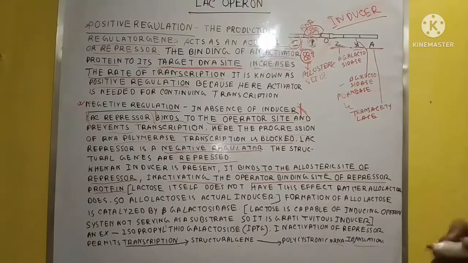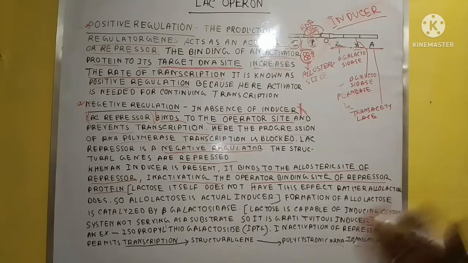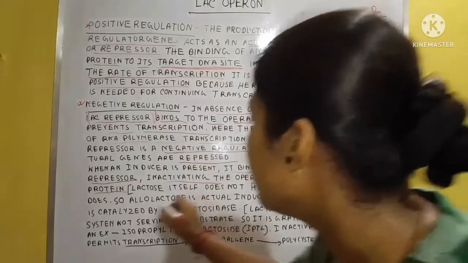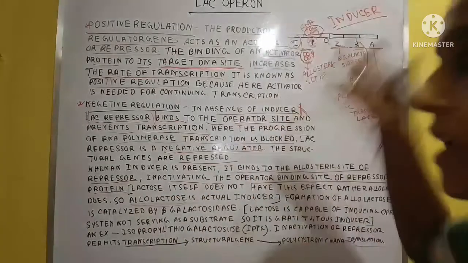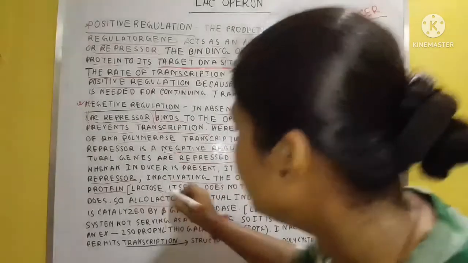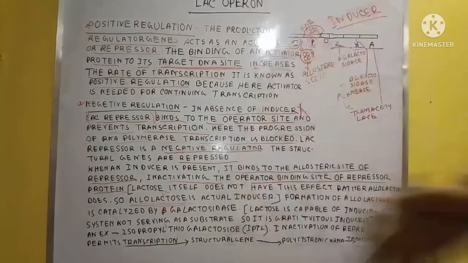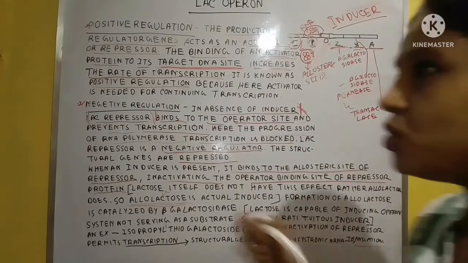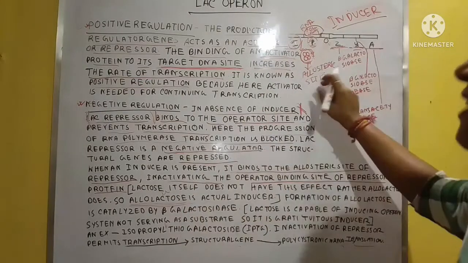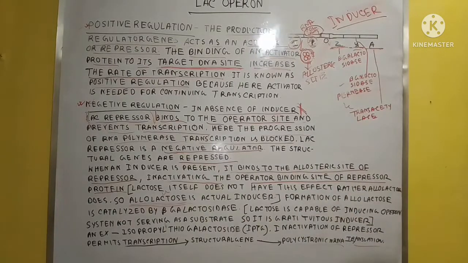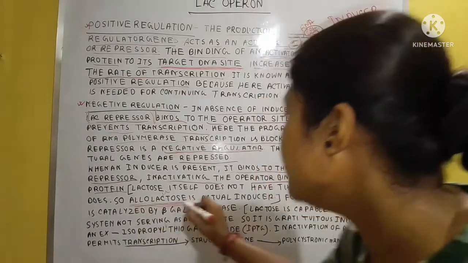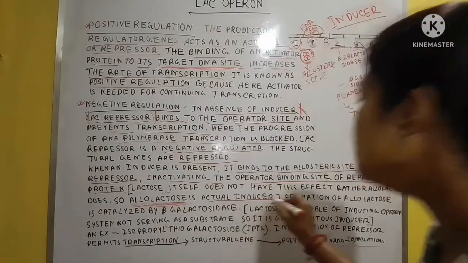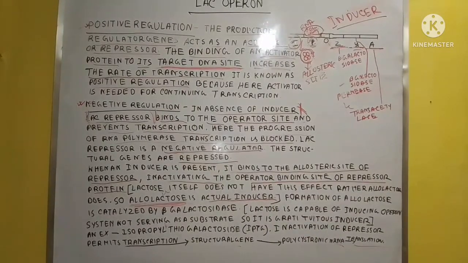Here one thing is very important. The lactose is not very important here. The important thing is the allolactose. You can keep it in your mind that in the Lac Operon we can say lactose is the inducer, but lactose actually cannot help in the binding. Here the very important one is the allolactose. This allolactose is the actual inducer.